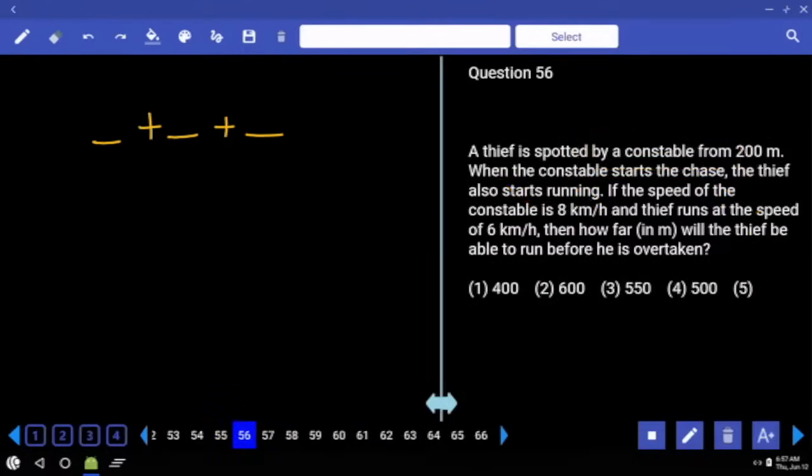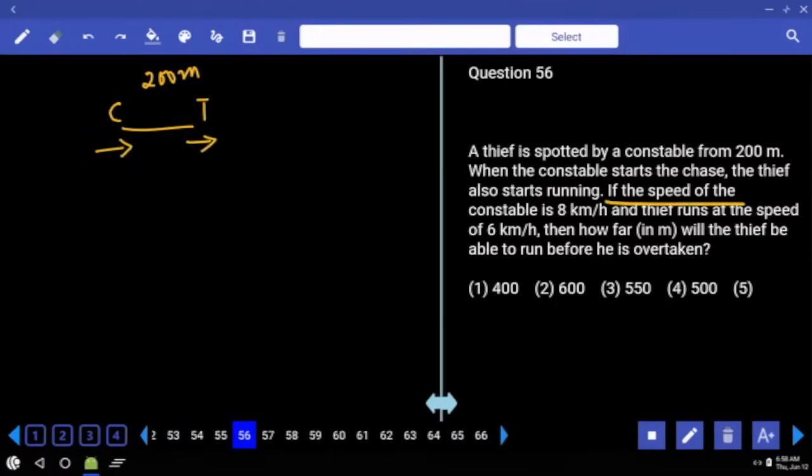A thief is spotted by a constable from 200 meters. So thief is here and constable is here. Between them there is a gap of 200 meters. When the constable starts chasing, the thief also starts running. So in what direction both are moving? Same direction, obviously, right? The thief will always try to escape from the constable. So both are moving in the same direction.